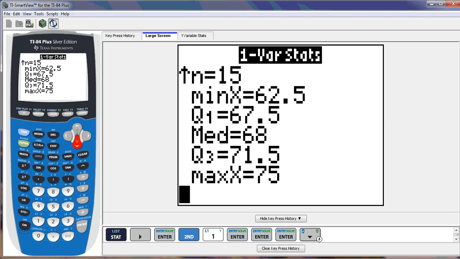Our lower quartile and our upper quartile are kind of the dividing points again from the bottom half and the upper half. So 67.5 marks the 25% marks. So 62.5 to 67.5 is 25% of our data. 67.5 to 68 is another 25% of our data.